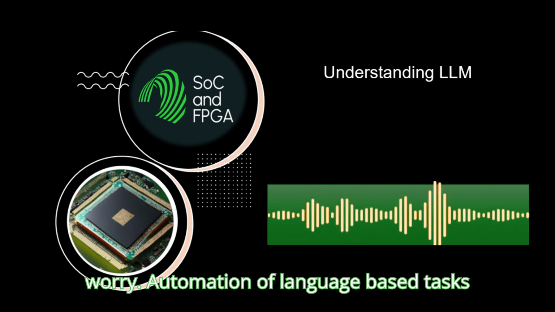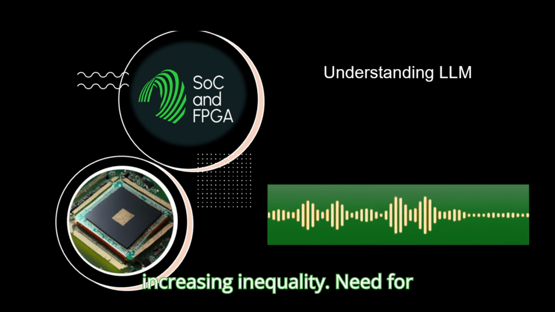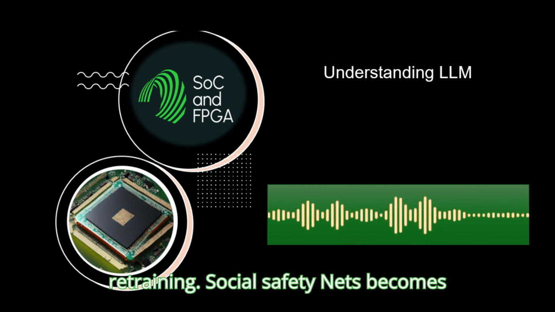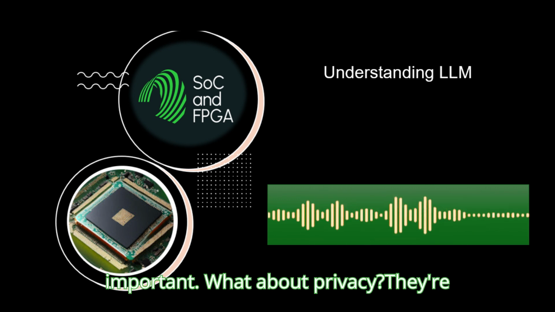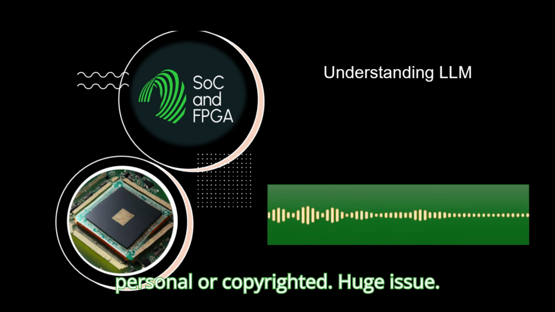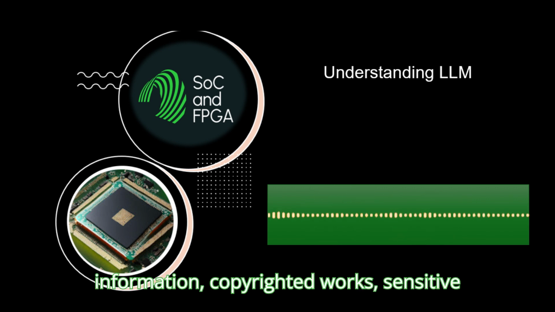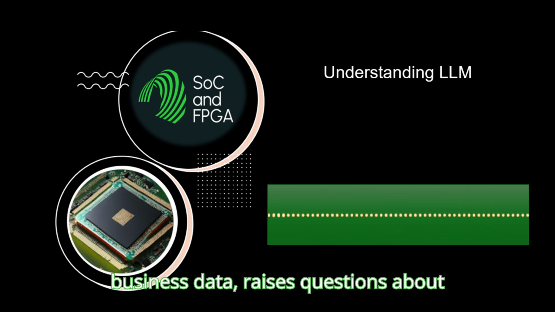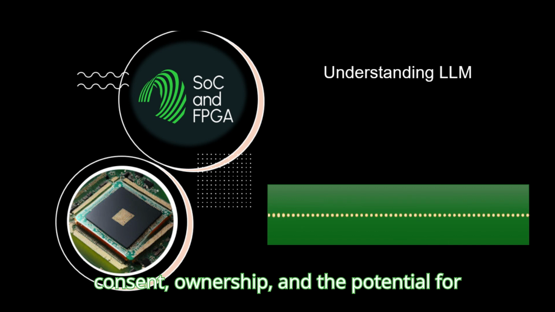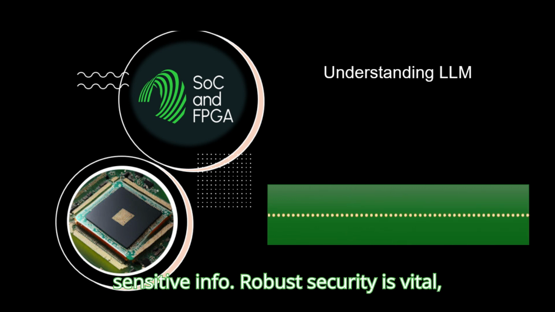A significant worry. Automation of language-based tasks could displace workers, potentially increasing inequality. Need for retraining and social safety nets becomes important. What about privacy? They're trained on vast data. Some of it must be personal or copyrighted. Huge issue. Training data can include personal information, copyrighted works, sensitive business data. It raises questions about consent, ownership, and the potential for the model to regenerate or reveal sensitive info.